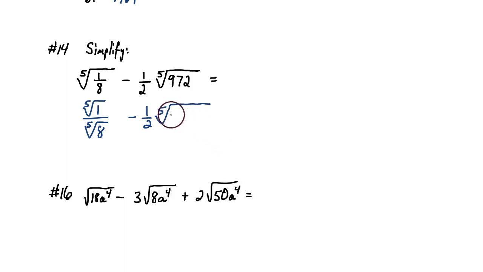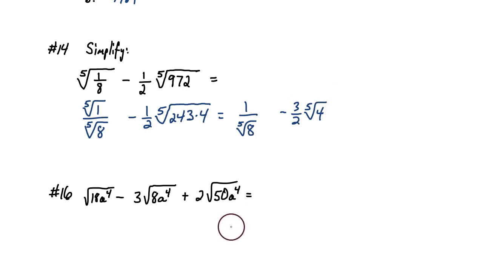So I'm going to write this as 243 times 4. Next up, the 5th root of 1 is just a 1. And then down in the bottom, we'll leave it as the 5th root of 8 for now. And then we have minus 1/2 times, but this part here we could actually figure out. The 5th root of 243 makes 3. So 1/2 times 3 is 3/2. The 5th root of 4 we have to leave in a radical.